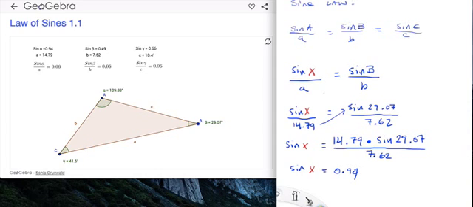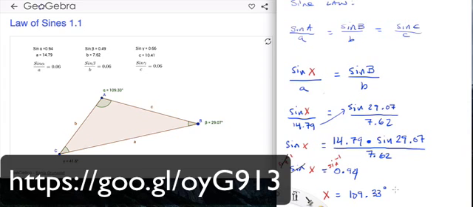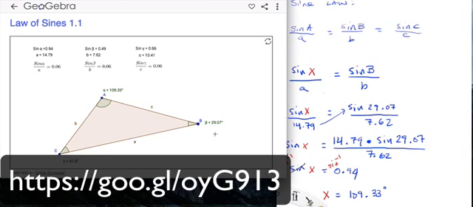To solve for the angle x, we need to get rid of the sine, and we do that by taking the sine inverse on both sides. The sine inverse will cancel with a sine, leaving us with x all by itself on the left-hand side. On the right-hand side, sine inverse of 0.94 gives us 109.33 degrees. And so this is how we can use the sine rule to find either a missing angle or a missing side.